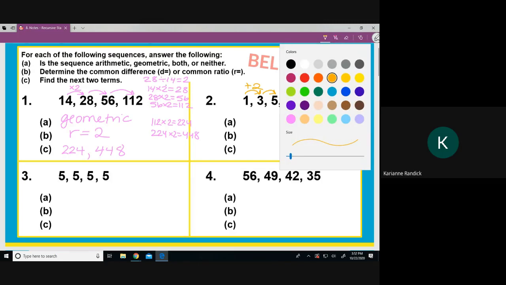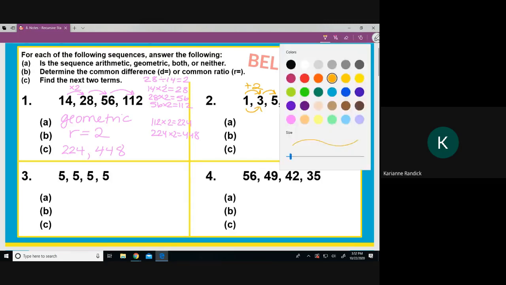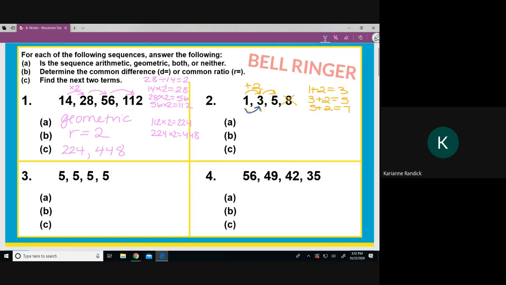So instead, let's try multiplication. 1 times what makes 3? 1 times 3, right? Anything times 1 is itself. So 1 times 3 is 3. Then 3 times 3 is 9. That's not the number I wanted. So I have nothing that works here. This is neither. And remember, because it's neither, you can't determine the rest. We don't have to do B or C.